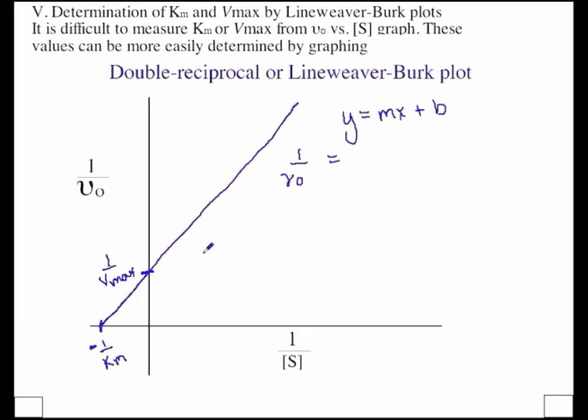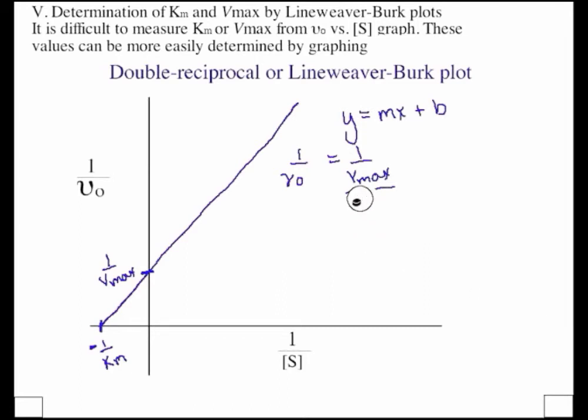M, rise over run, right? So 1 over Vmax divided by run, rise is 1 over Vmax, run is 1 over Km. That looks messy, doesn't it? And really all it is Km over Vmax. So let's rewrite that.